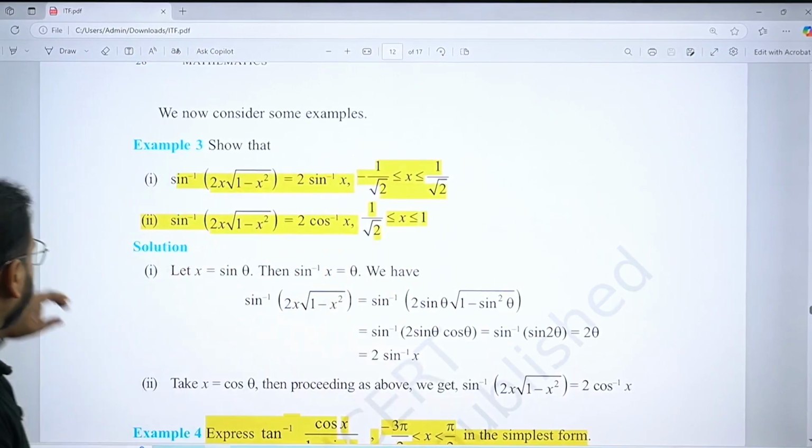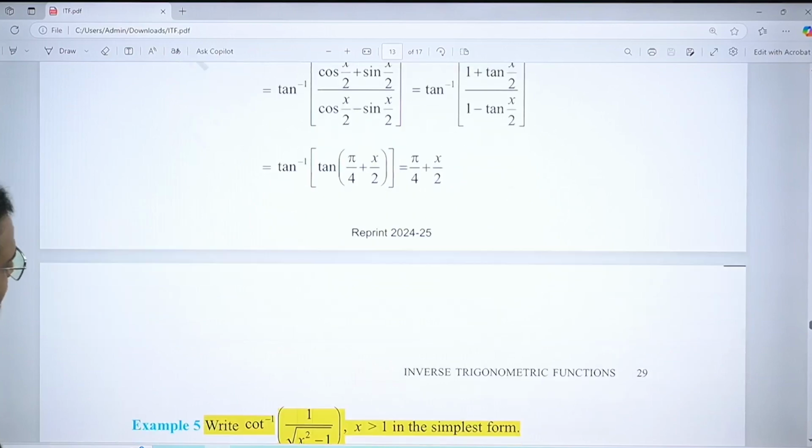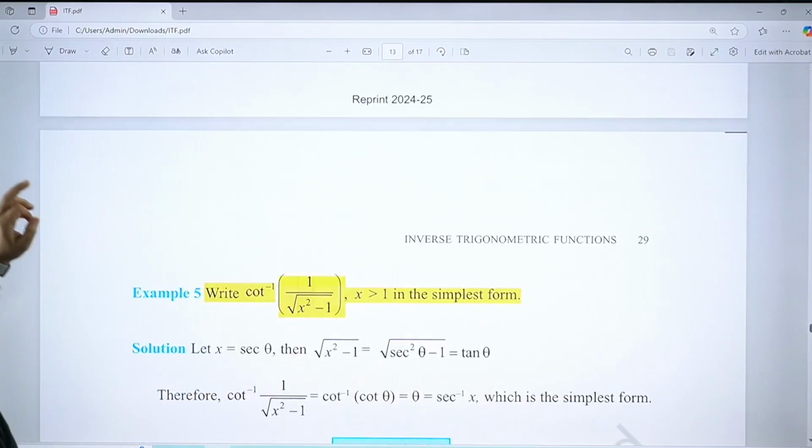Okay. Then what we have, sir? We have example number 5 also. Solve this as well, okay?